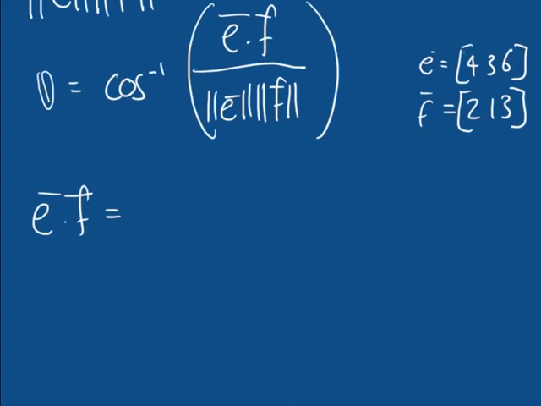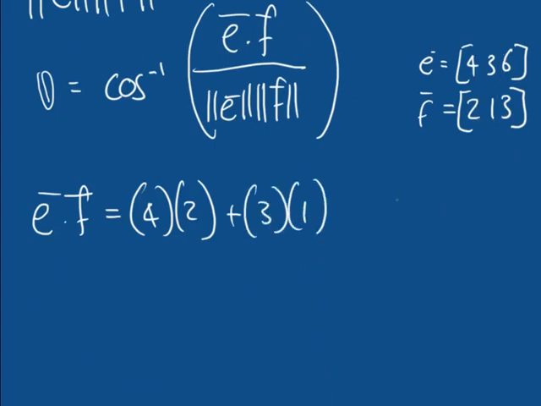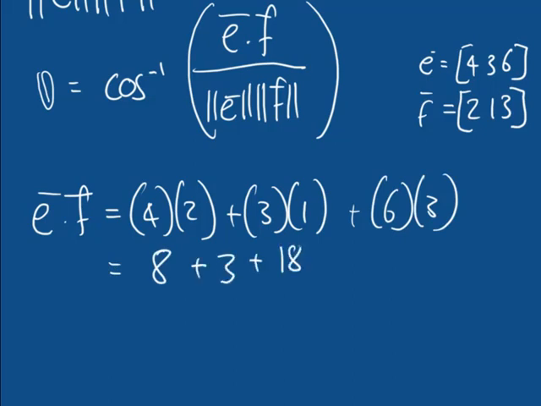So the dot product is going to be equal to x times x. So 4 times 2 plus y times y, 3 times 1 plus z times z, 6 times 3, which is equal to 8 plus 3 plus 18, which is equal to 8 plus 3 is 11 plus 18 is 29. We also need the length of both of our vectors.